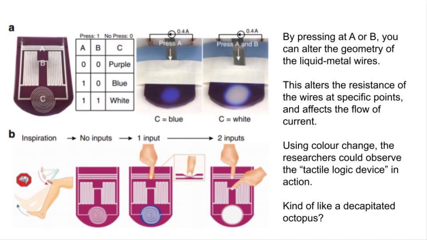So based on what you do, pressing A or B, you get different colored outputs. This is actually what they found, and this is a picture of the actual device that they made. If you press neither A or B, if you press nothing and you just pass current through it, C looks purple. If you press the A button, so to speak, you get blue. So there's a little bit more heating going on. If you press A and B at the same time, you get white. Even more current goes to this location.